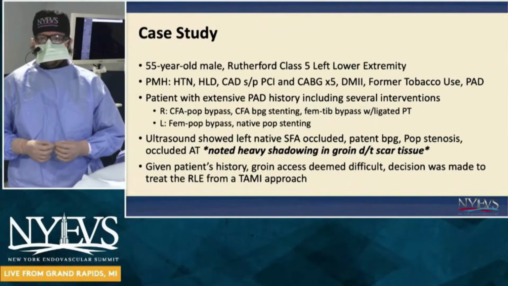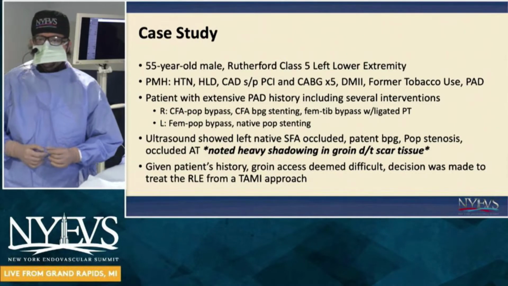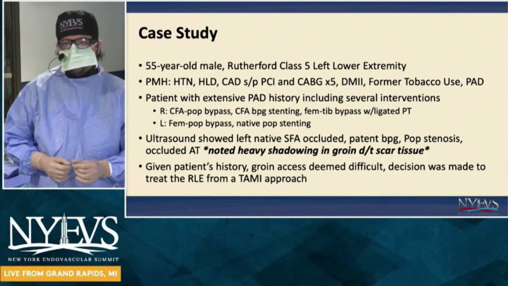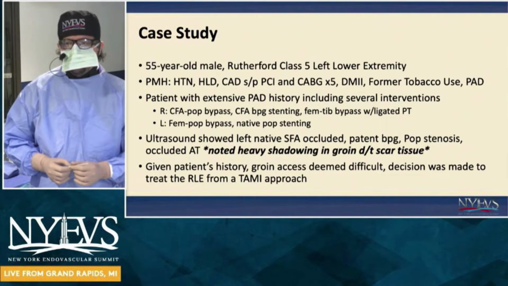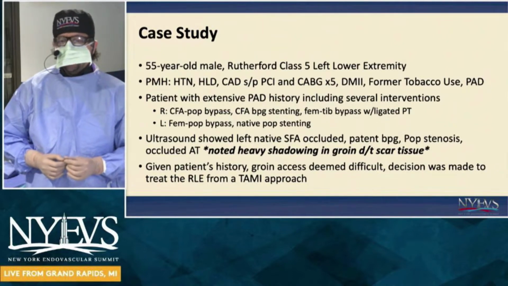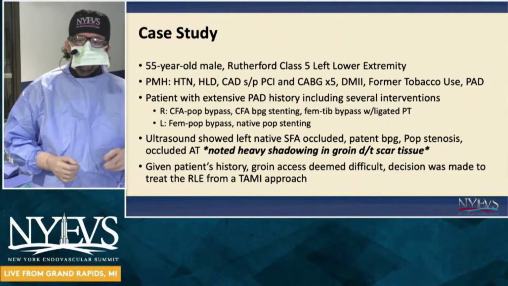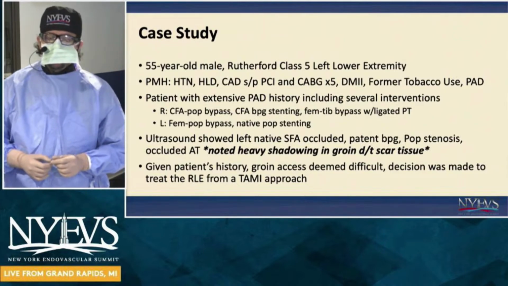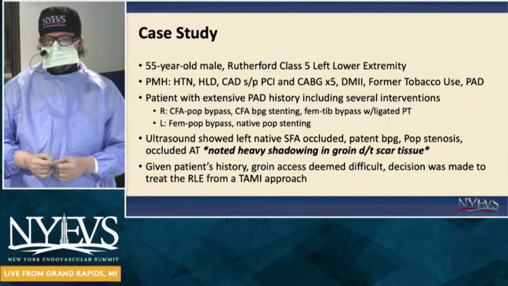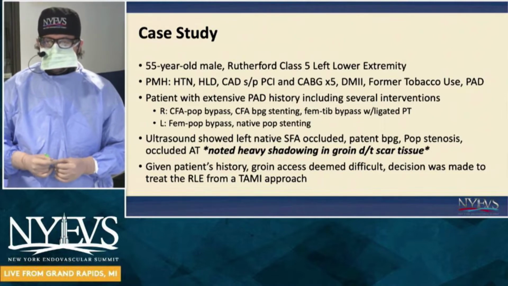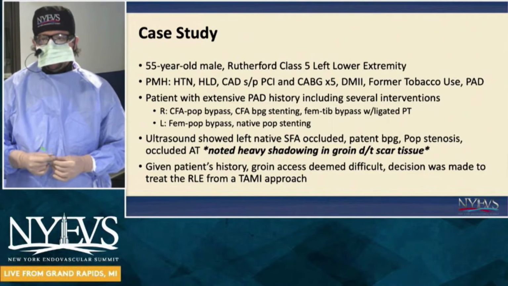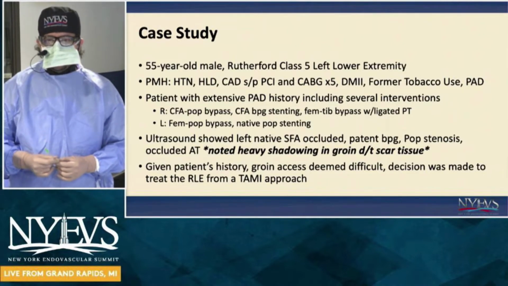Can I have my slides, please? So this is an out-of-area gentleman that was referred to us originally for rest pain of both lower extremities, Rutherford class 5 on the right. Typical risk factors. He does have a history of 2 bypass surgeries on the right side, one to the anterior tibial artery, one to the popliteal that we later discovered actually was to the posterior tibial artery with, unfortunately, ligated posterior tibial artery. Recommended for an amputation on the right side and sought another opinion with us.